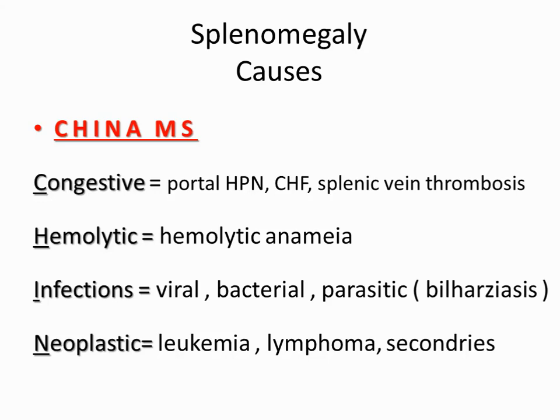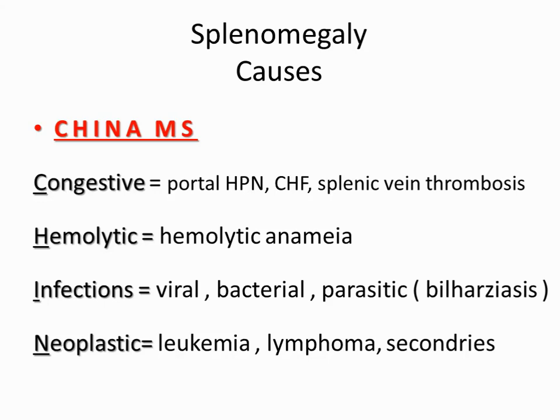Portal hypertension is the most common cause of splenomegaly in Egypt. Worldwide, the most common cause of portal hypertension is liver cirrhosis. So liver cirrhosis is the most common cause of splenomegaly in Egypt.